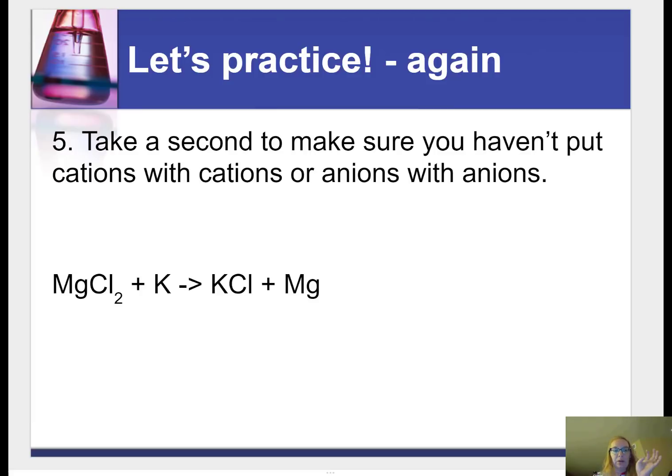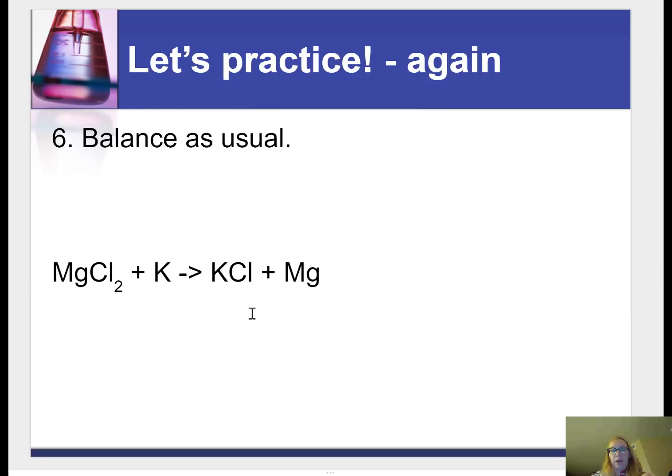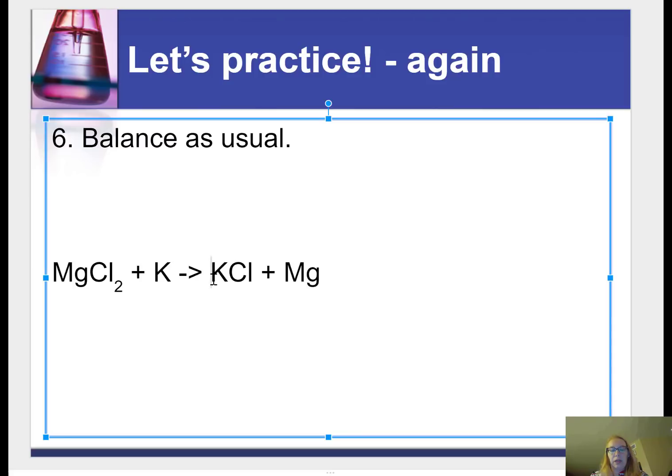So from there, I balance, right? Hopefully at this point, you're starting to be able to balance some of these without making your list. If you need the list, that's fine. Go ahead and make it. Here I see 2 chlorines on the left. So I'm going to add a coefficient of 2 on the right to the potassium chloride, which ups my potassium number, which means I need 2 potassiums on the left.